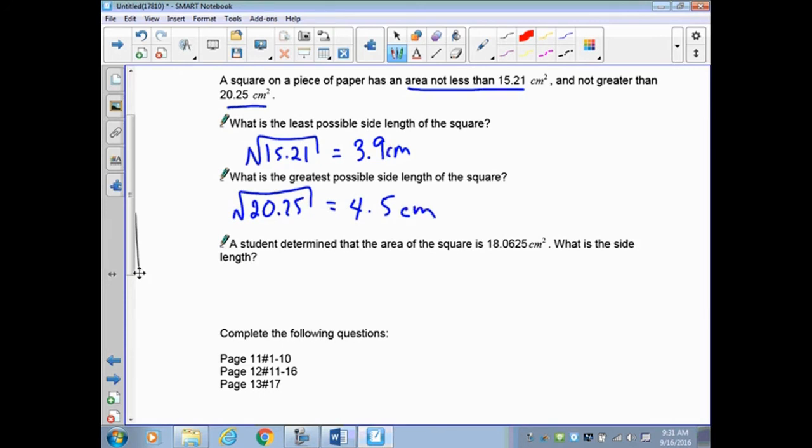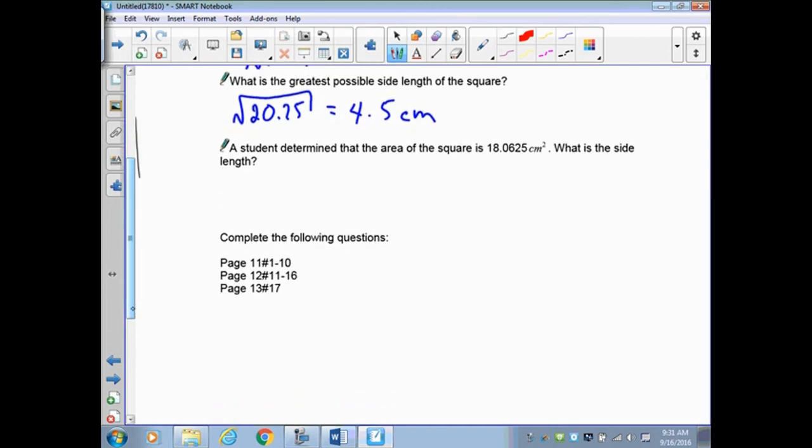So a student determines that a square has an area of 18.0625. What is the side length? Well, to find the side length, you have to take the square root of 18.0625. That means your side length in this case is going to be equal to 4.25 centimeters. Okay, so that's the end of the lesson. It's time for you to start your assignment, and we will see you in 1.2.